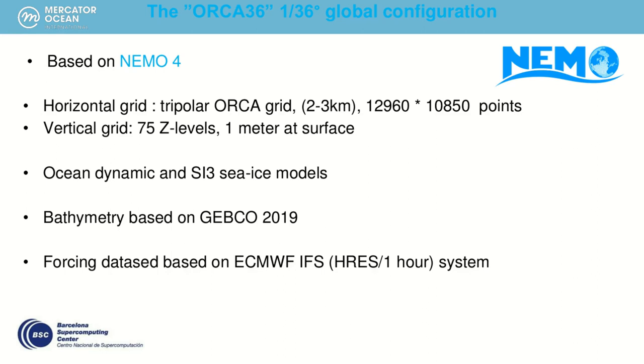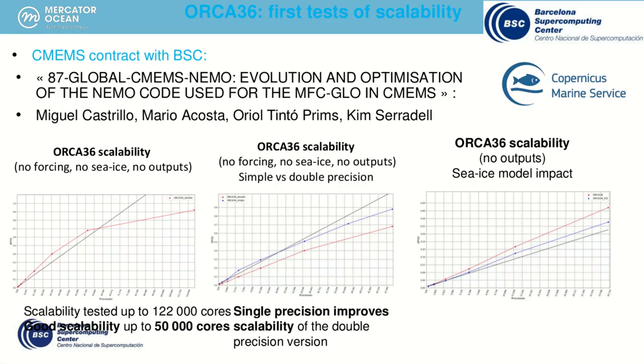This configuration is based on NEMO 4, the same as in the ESiWACE case. It has 2-3 kilometer horizontal resolution with a very big number of points, with the new SI3 model for the sea ice, a bathymetry based on GEBCO 2019, and this new forcing dataset that I was mentioning. To start, some scalability analysis was done.